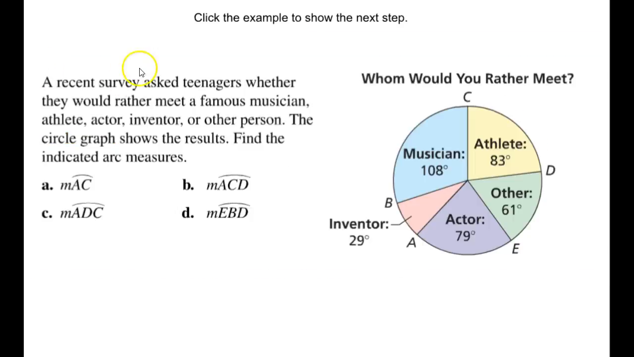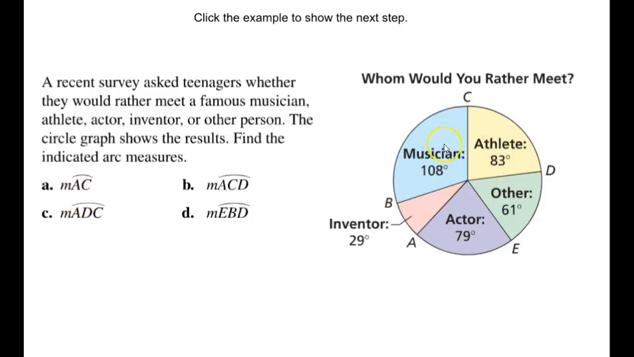Here, we're looking at a word problem. A recent survey asked teenagers whether they would rather meet a famous musician, athlete, actor, inventor, or other person. The circle graph shows the results. Find the indicated arc measures. Here I'm given just a circle, again, with the data that I'm going to need. So I have to find my arc measures.